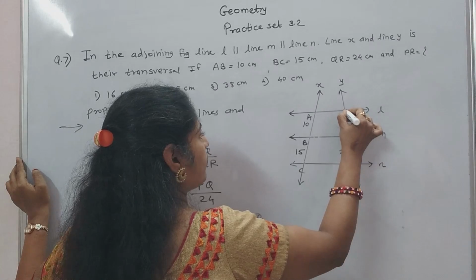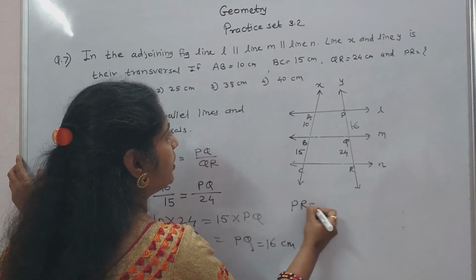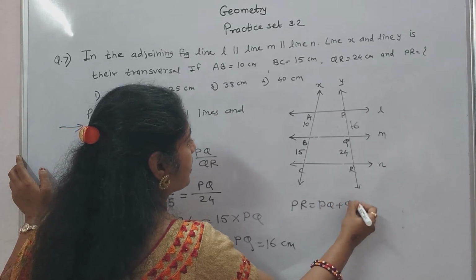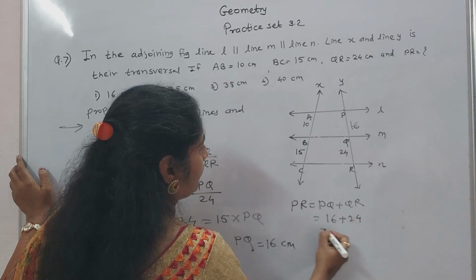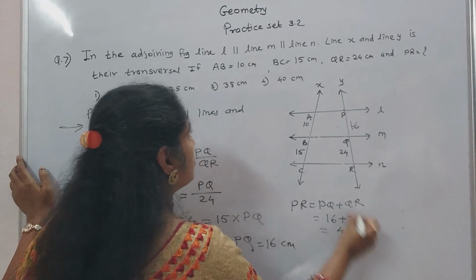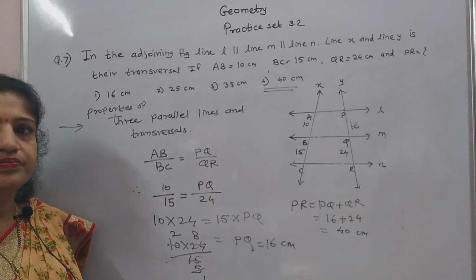But we have to find the PR. PR equals PQ plus QR. 16 plus 24, 40 centimeters. So our answer is option number 4.